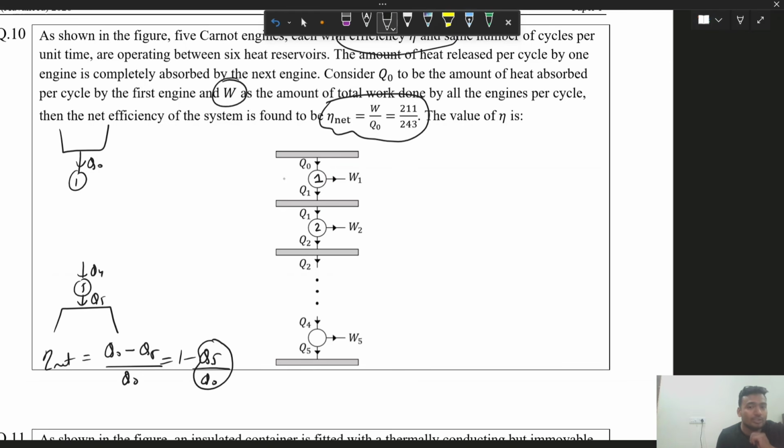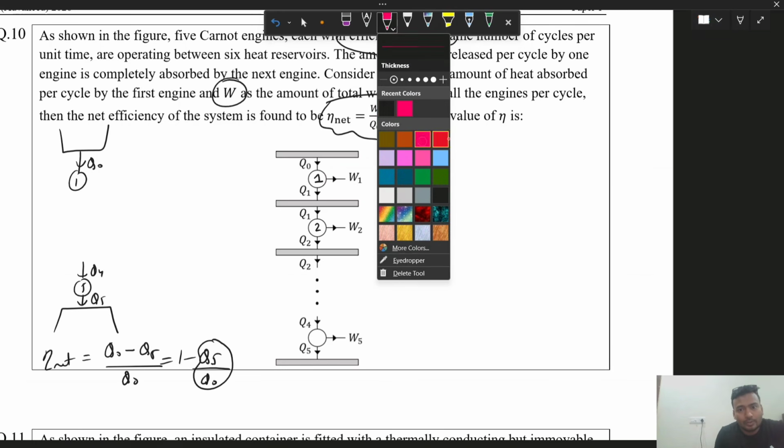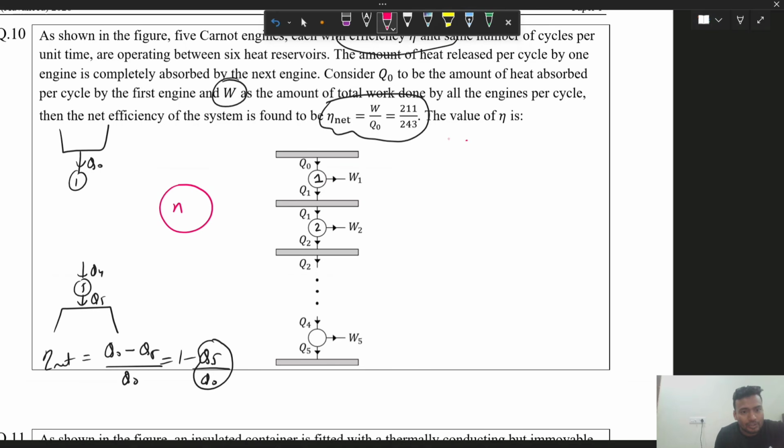So that is giving you a chance to find out the value of eta. Okay, now how to proceed? So you imagine any nth engine. तो nth engine का जो intake होगा बेटा, that will be Qn minus 1.